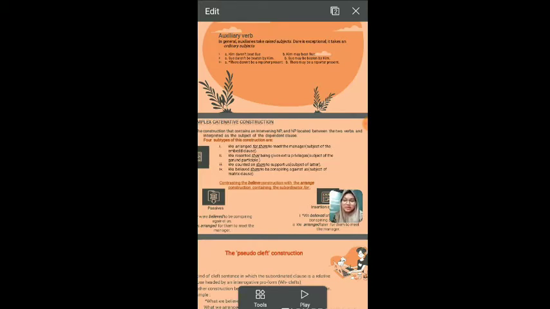And the next material is the complex catenative construction. It's the construction that contains an intervening noun phrase, a noun phrase located between the two verbs and interpreted as the subject of the dependent clause. There are four subtypes of this construction. The first is as the subject of the embedded clause, the second as the subject of the gerund participle, the third is as the subject of the latter, and the fourth is as the subject of the matrix clause.